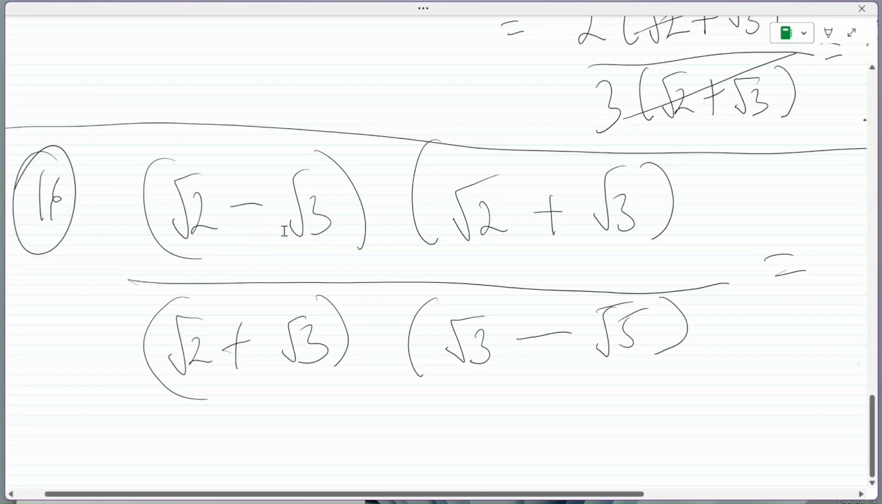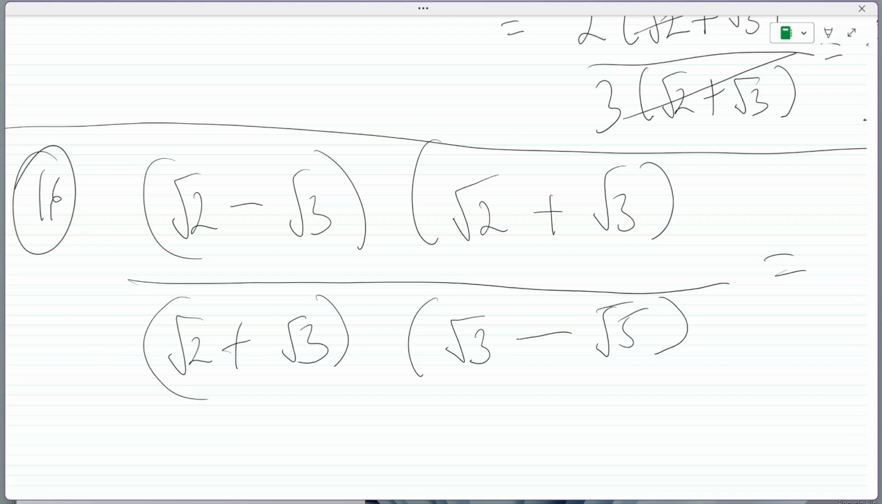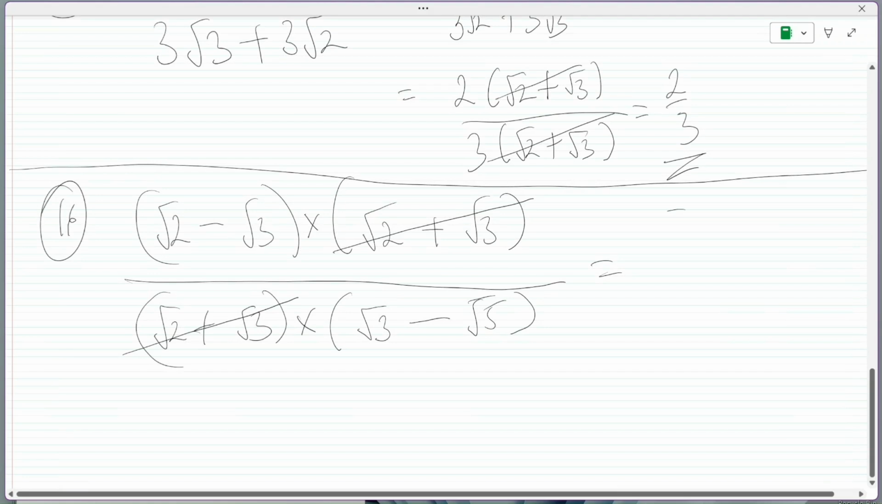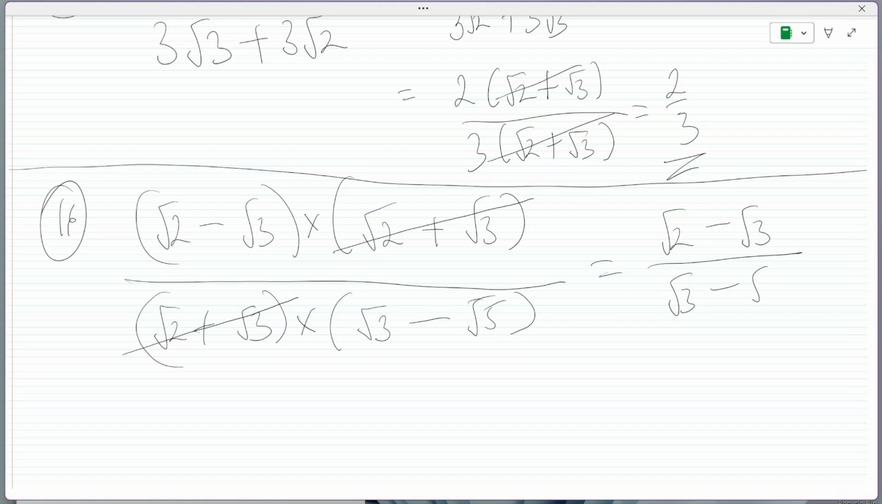Question 16. You have root 2 minus root 3 times, in second bracket, root 2 plus root 3 over root 2 plus root 3 times, in second bracket, root 3 minus root 5. And you are asked to solve or simplify. Since you have root 2 plus root 3 at the denominator and root 2 plus root 3 at the numerator, and you have them linked with times here and here, since they are the same, they can cancel out. You will be left with root 2 minus root 3 over root 3 minus root 5.